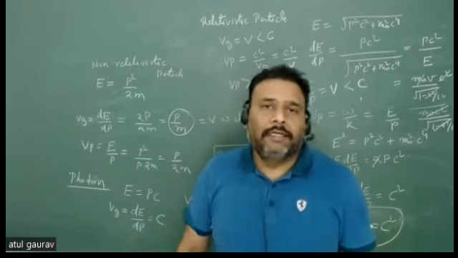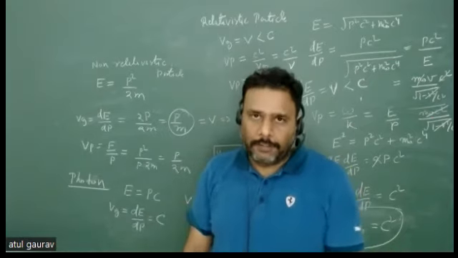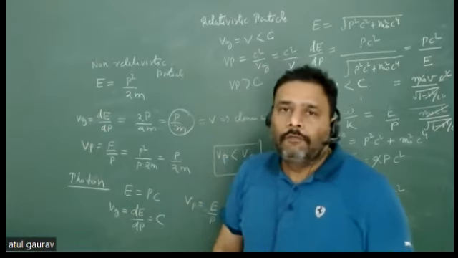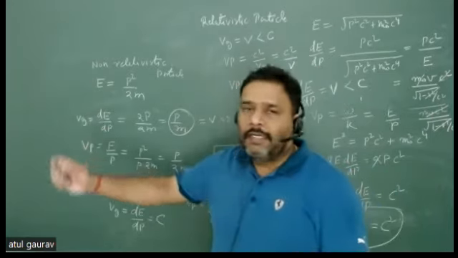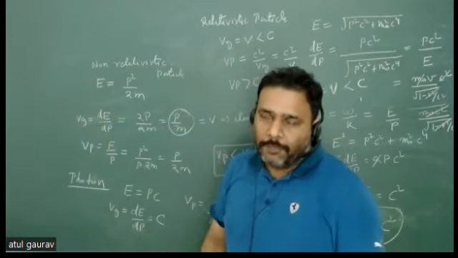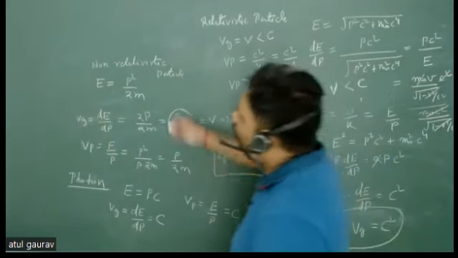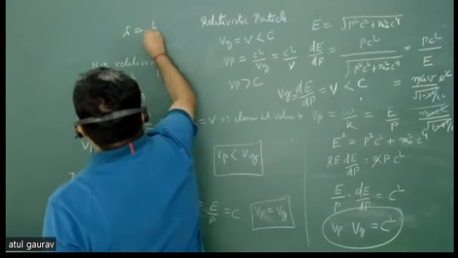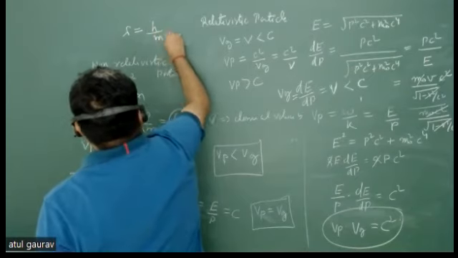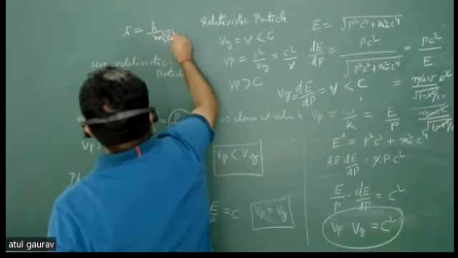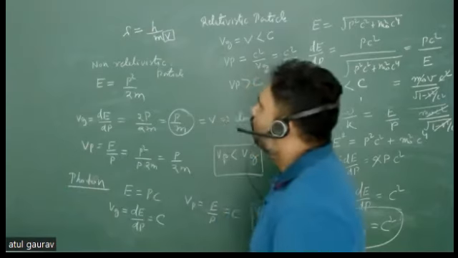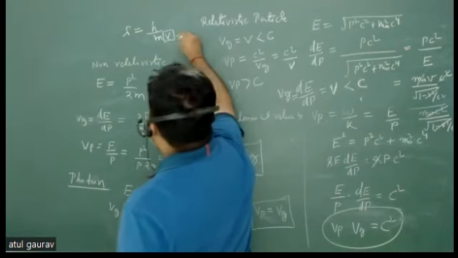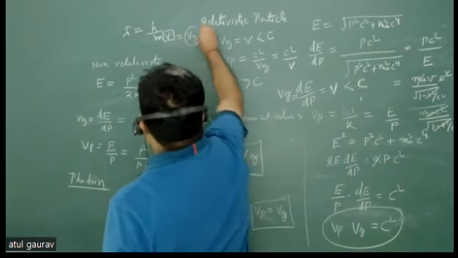But what is the actual thing? The actual thing is the group velocity. And this group velocity is associated with the velocity of a particle. This is exactly equal to nothing but the velocity of a particle. So when we are writing the de Broglie wavelength, this lambda is equal to what? h upon m into v. And now just tell me, is this v group velocity or phase velocity? Group velocity. This v is nothing but the group velocity of a particle.